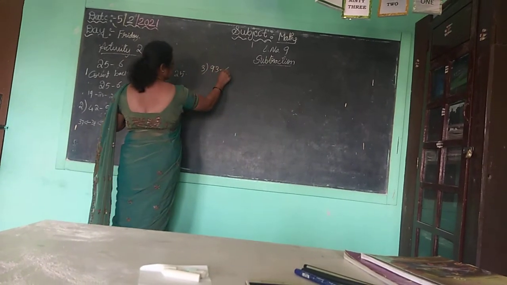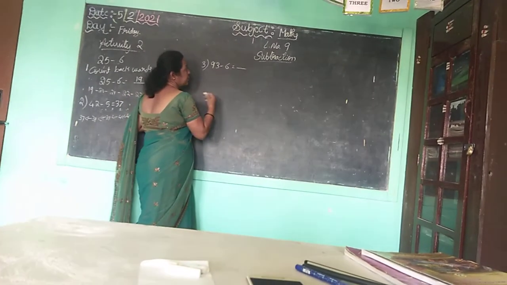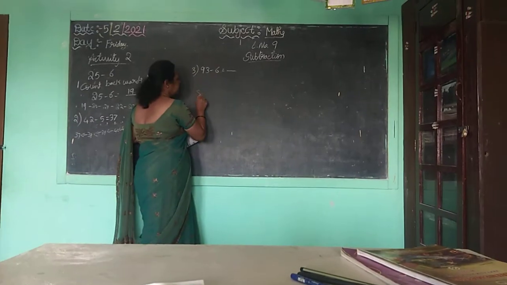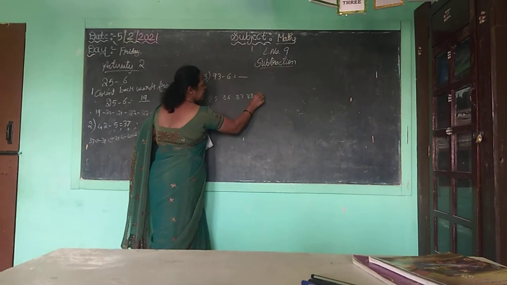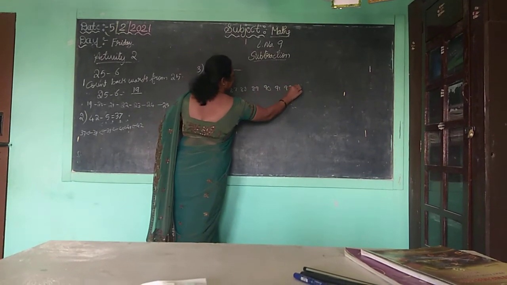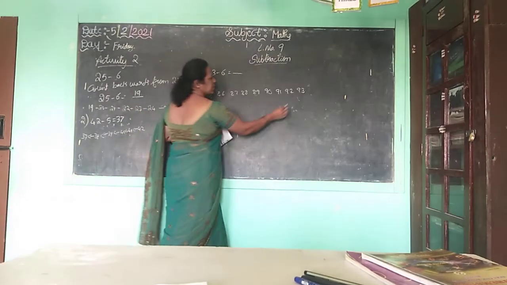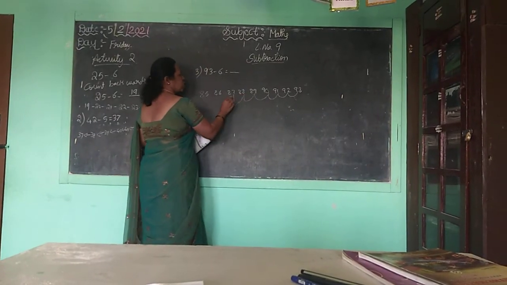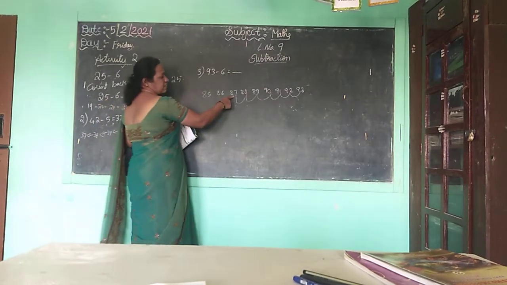93 minus 6 is equal to how much? So you know that 93 minus 6, how much you have to come backward? So I will take the numbers from 85, 86, 87, 88, 89, 90, 91, 92, 93. Okay, from 93 I want to come back how many spaces? 6 spaces. See, from 93, 1, 2, 3, 4, 5, 6. How much? 93 minus 6 is how much, children? 87.